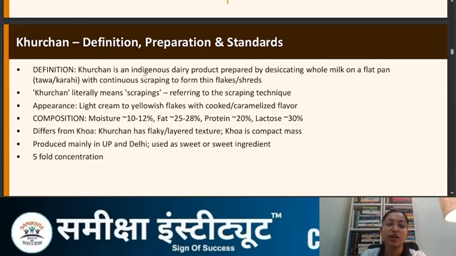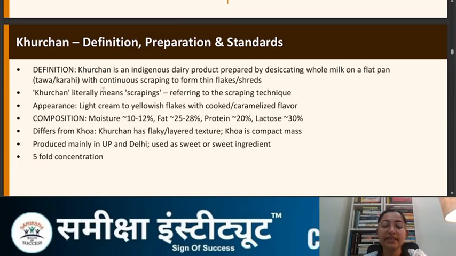Next is the khurchan. Khurchan is similar to khoa. It is an indigenous dairy product prepared by desiccating whole milk on a flat pan with continuous scraping. Here the crux is that we use a flat pan, whereas in the case of khoa we went for a pan which has more depth. Here we are following a tawa, or shallow pan. With continuous scraping, thin flakes or shreds are produced.